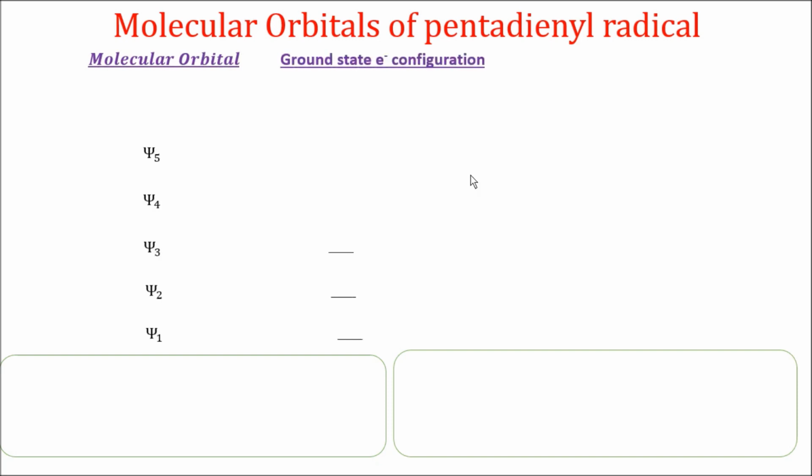In the ground state electronic configuration, psi1 has 2 electrons, psi2 has 2 electrons, and the remaining 1 electron fills into the psi3 level. So this is the energy order. Psi3 has the electron with the highest energy, so it becomes HOMO. So psi4 becomes LUMO.